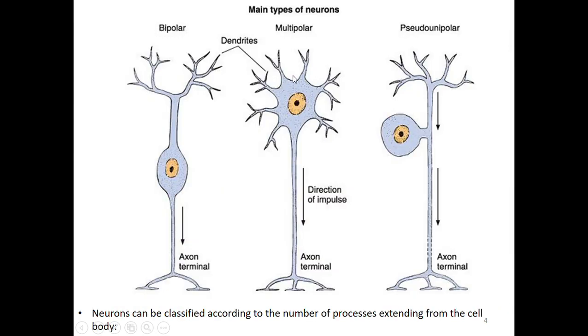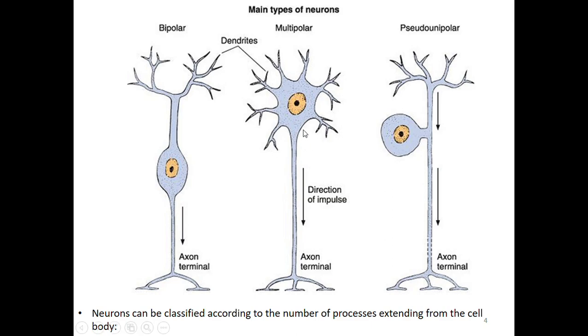Different numbers of processes extend from the cell body. According to this, neurons are classified into three types. If the cell body has two processes, as you see here, we call it a bipolar neuron. You know, bi means two. Bipolar neurons have one dendrite and one axon. Sensory neurons of the retina, the olfactory epithelium in the nose, and the inner ear are bipolar neurons.